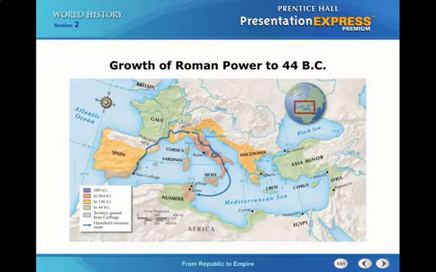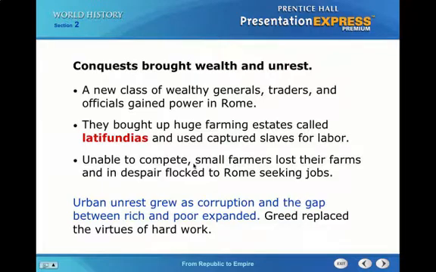So here it shows, again, the growth of Rome from this little city to this orange area, to the yellow area, to the green area, to what was Carthage. So it gives you an idea of how big it's getting. So with this conquest come some problems.